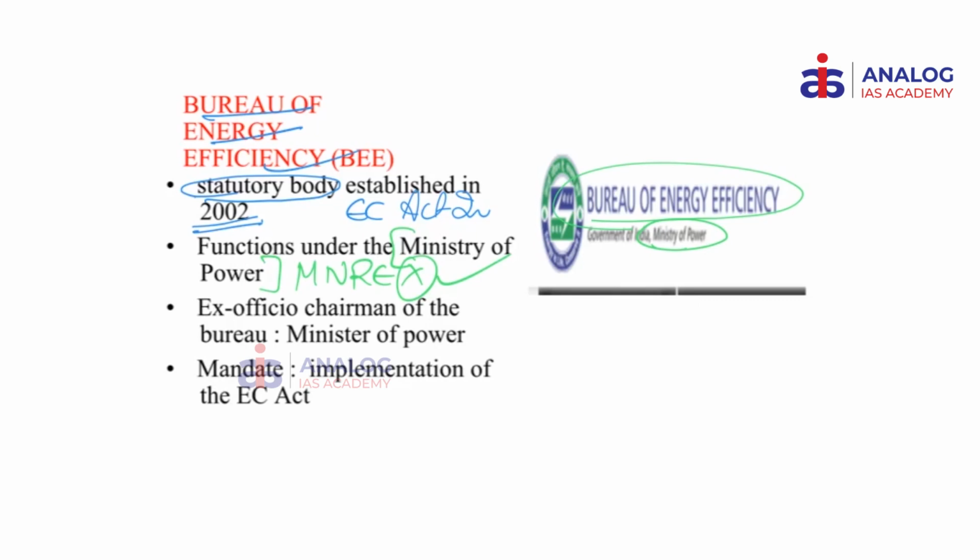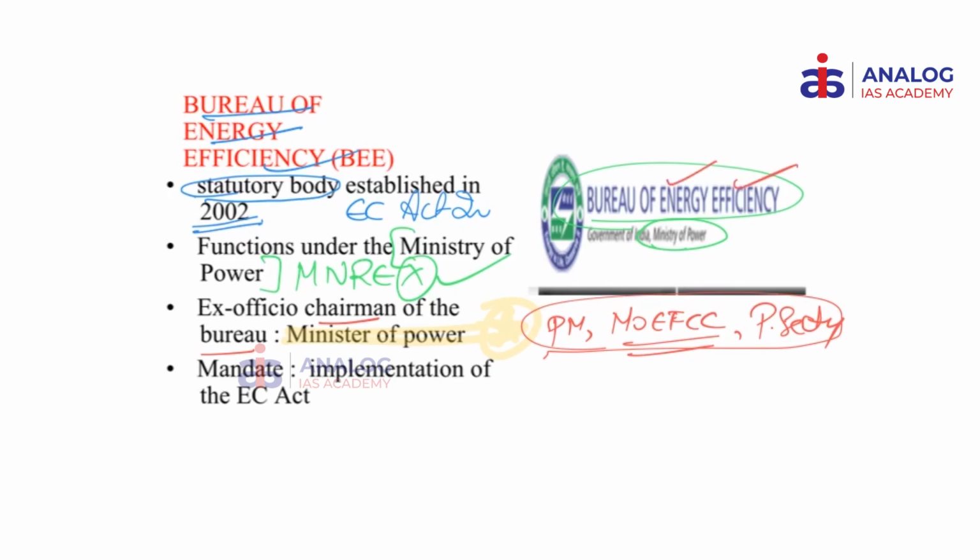Now, who is the ex officio chairman of this particular bureau? It is the Minister of Power. Note this point, it is very important. If the option says that the chairman is the Prime Minister or the Minister of Environment, Forest and Climate Change, or if they say Power Secretary, all these are false. Note this point again. We are talking about energy efficiency, and so this comes under the ambit of the Ministry of Power. The ex officio chairman of the bureau is the Minister of Power.